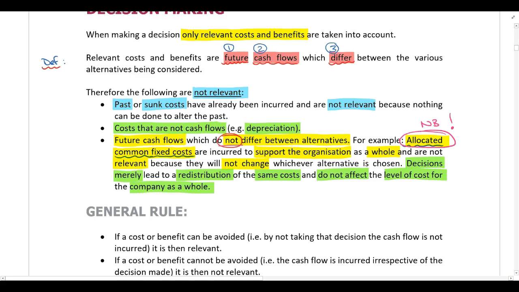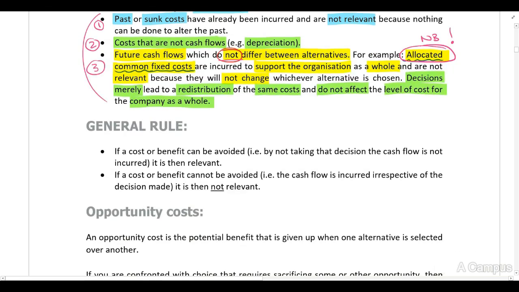All right, so you don't actually have to learn all of this over here. You just need to learn the definition, because if it doesn't comply with the definition, then it won't be relevant. Because I've just shown you that all of these points below are not relevant because they don't comply with the definition. This doesn't comply with the first part of the definition, the second part, and the third part of the definition. Now, guys, instead of applying the definition, another way that we can look at this, which is sometimes a little bit easier, is: if we can avoid the cost or the benefit, then it is relevant. And if it cannot be avoided, then it is not relevant.